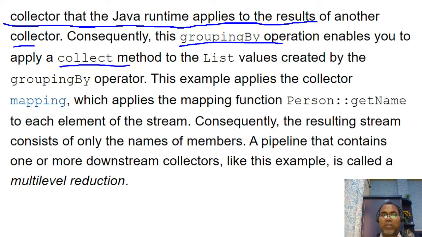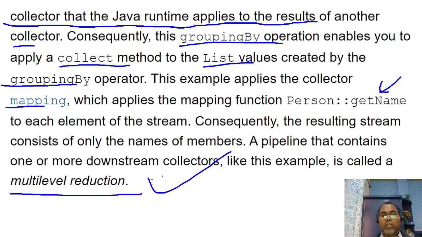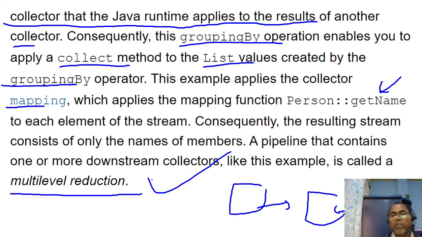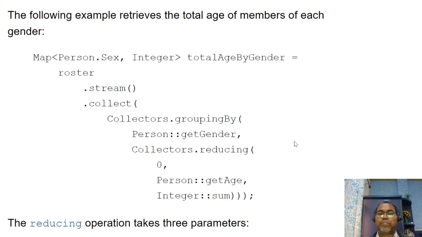We have a list of values, then again apply grouping by, and in the next example we discussed the mapping, the downstream collector, where we just map and convert from the person object to the name. This way multi-level reductions happen. Maybe a top level reduce method, and inside it again a reduce method. So as per our need, multi-level reduction is supported in Java.